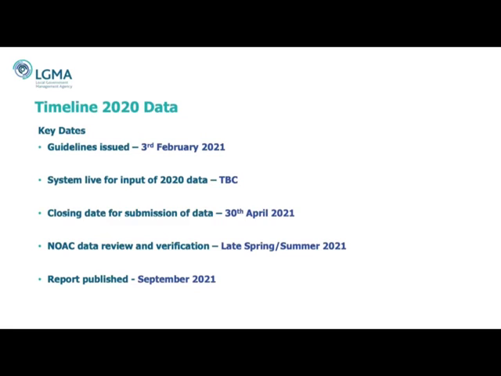The closing date for the final submission of data on the LGReturns system has been set at the 30th of April. And following that closing date, NOAC begin the process of data review and verification during late spring and summer of this year. The final component in this process is the publication of the NOAC Performance Indicator Report, and that is due to take place in September of 2021.